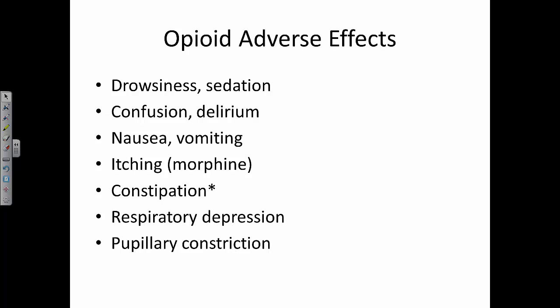So these agents are not without harm. Some of the common side effects that we talk about with the opioids are drowsiness and sedation, confusion and delirium, as well as nausea and vomiting. And this is something a lot of patients complain about. When they take opioids for the first time, especially those first few days, the nausea and vomiting can be very distressing. Itching is caused by a histamine response from the morphine and also can be very irritating for patients.